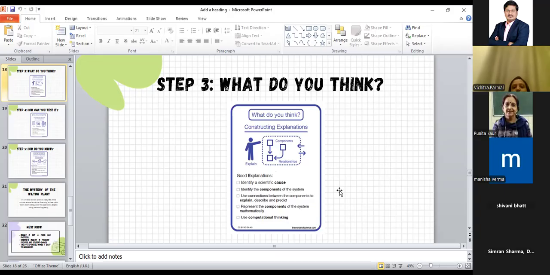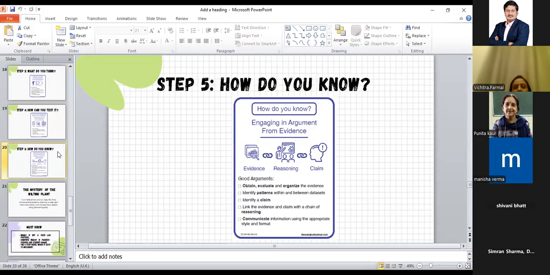So all these components are there. Computational thinking, of course, that's another big thing. We'll just move forward. And finally, you have step 5. How do you know? How do you know? How do you develop this? This is a claim reasoning with evidence.